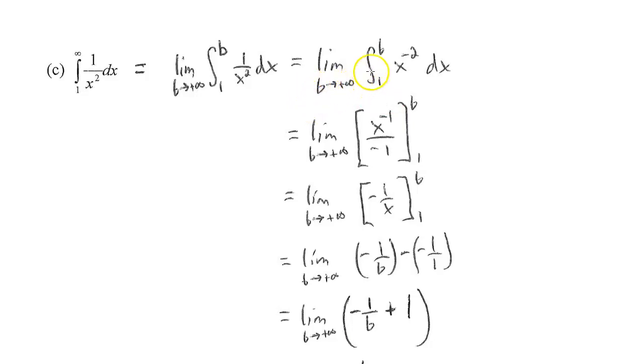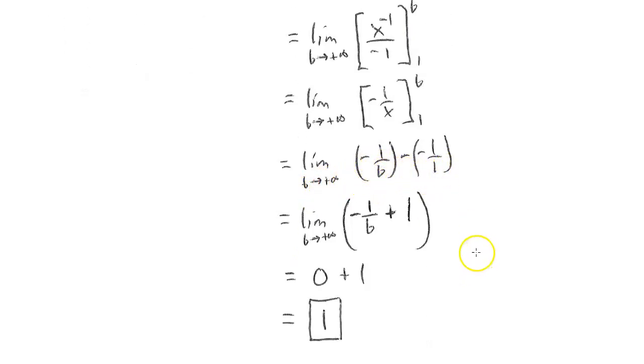So notice what happens. We have the limit as b approaches infinity of this. We integrate x to the negative 2, and we end up getting negative 1 over x. But this time we're plugging in b. Instead of 10 or 100, we're going to plug in b for x. But then we're going to take the limit as b goes to infinity.